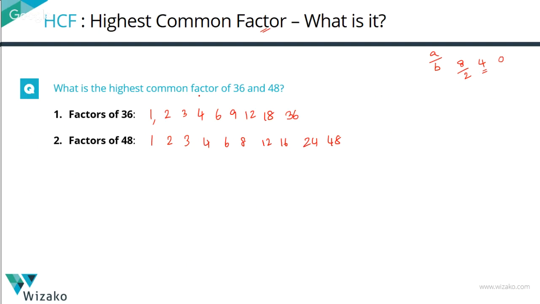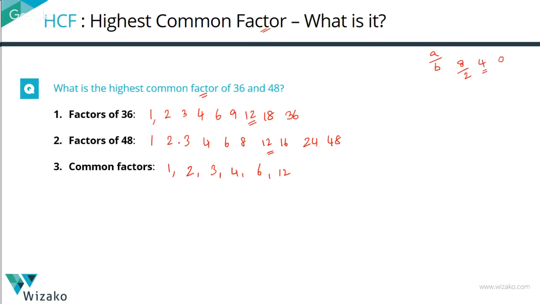The next step, we have listed down factors. Let's move right to left. Let's pick factors which are common to both 36 and 48. What are all the factors common to 36 and 48? 1 is a factor common to both. 2 is a factor common to both. 3, 4, 6. These are all the factors common to both 36 and 48. Oh, I missed out one more, which is a 12, right? 12 is also a factor common to both.